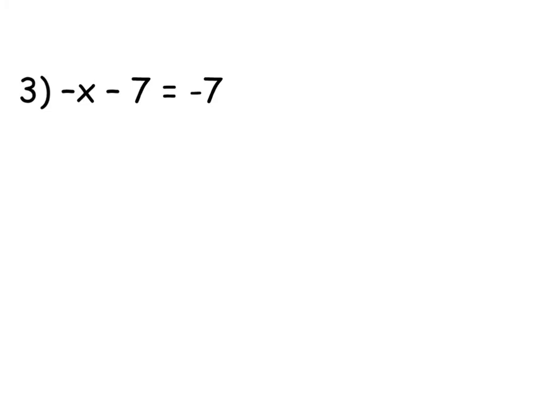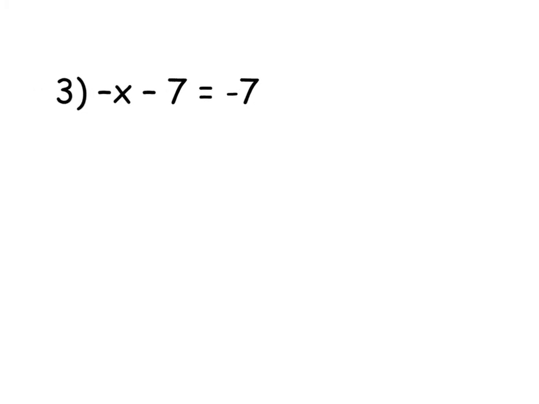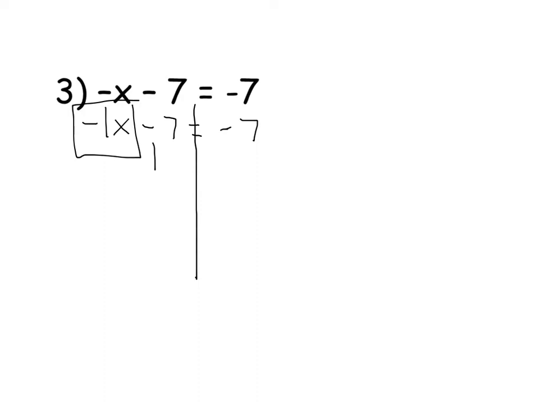Let's take a look here at example number 3. Now, what may be confusing about this problem is we have a negative x. When we see something with a negative x, it's often helpful to rewrite the equation as negative 1x minus 7 equals negative 7. Once again, I'm going to draw a line through my equal sign to help me see my left and right side. My ultimate goal is to solve for x, so we want to get rid of our subtraction. Step 1, undo addition or subtraction. So let's undo this minus 7, and we are going to add 7.